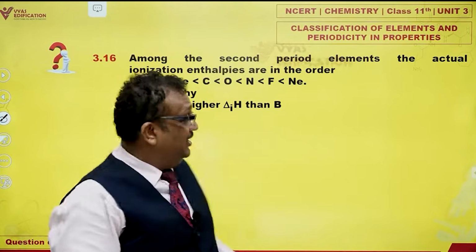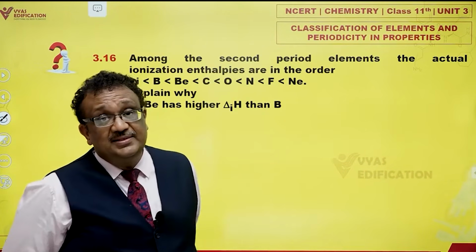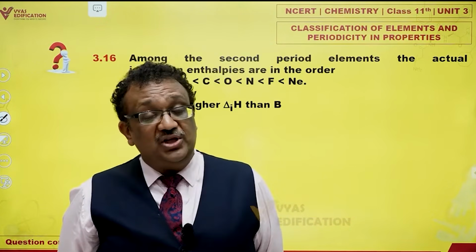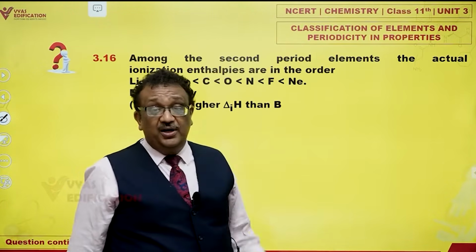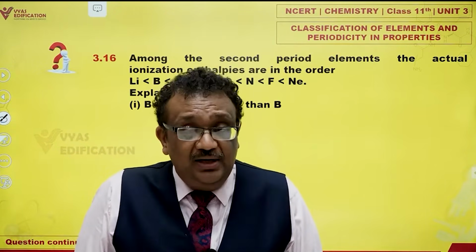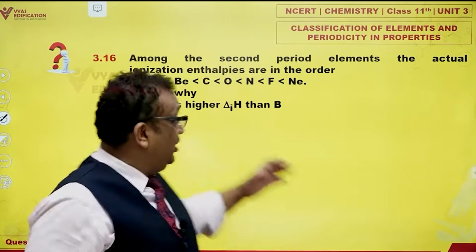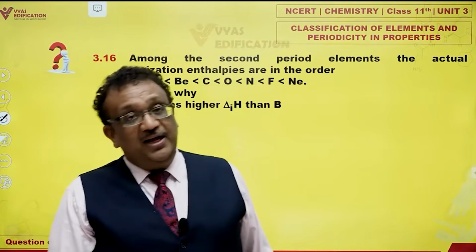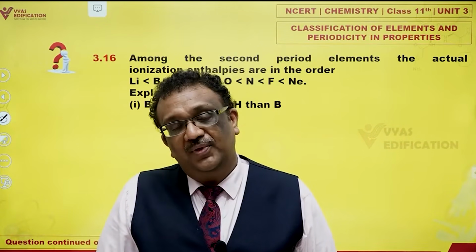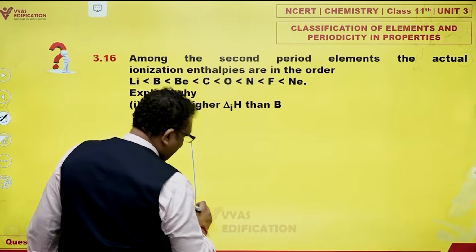First of all, you have to appreciate that on moving across the period from left to right, size decreases. As size decreases and nuclear charge increases, attraction from the nucleus is increasing across the period, so ionization energy is expected to increase because you're pulling away the electron against the electrostatic attraction. So if there are more protons in the nucleus, they're attracting more strongly, so it is very much expected that ionization energy should increase, and it does. But does it increase very regularly? No. There are slight differences, like this is the trend. Let me draw this for you.